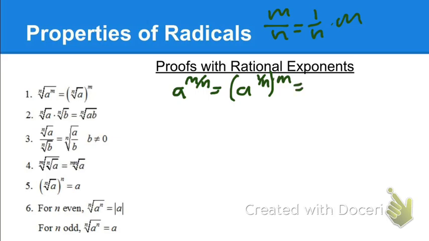And then you could rewrite a to the 1/nth power as the nth root, and then raise that to the nth power. Alright, so this first property just shows that you can take the root or raise something to a power in any order. Alright?